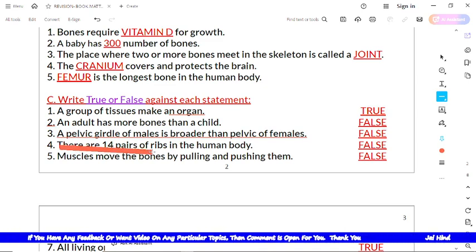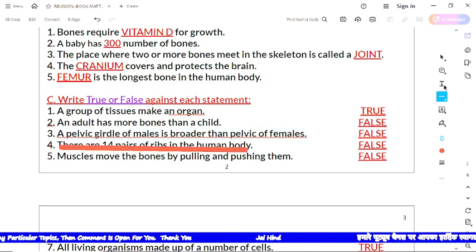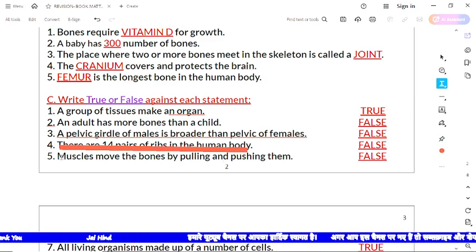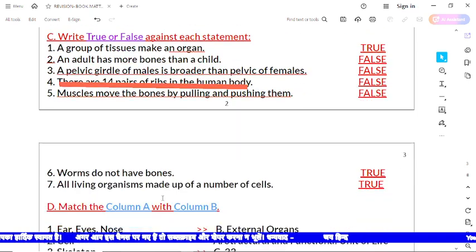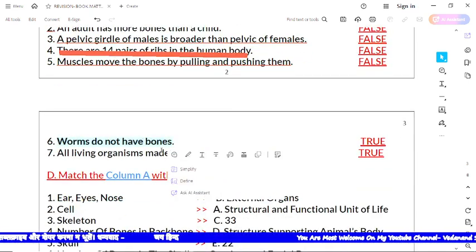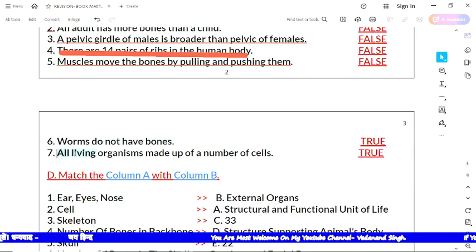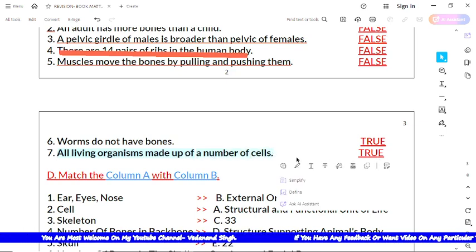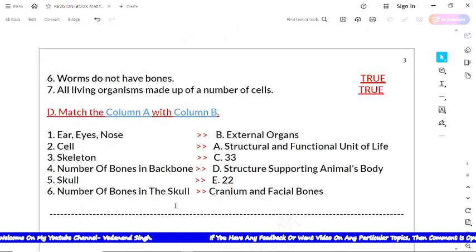There are 14 pairs of ribs in the human body. That is false. Now the next question: muscles move bones by pulling and pushing them. That is false. Worms do not have bones. That is true. All living organisms are made up of a number of cells. That is true.